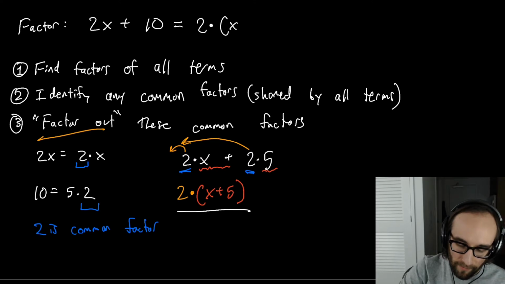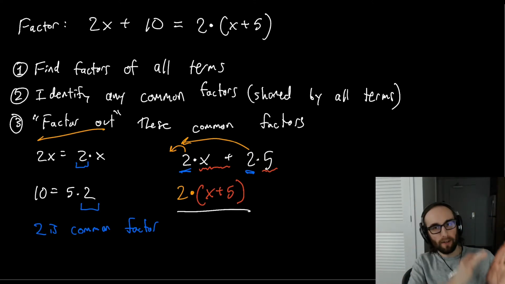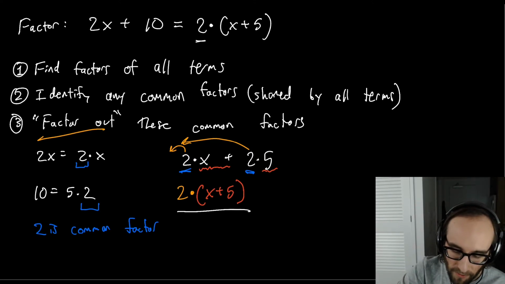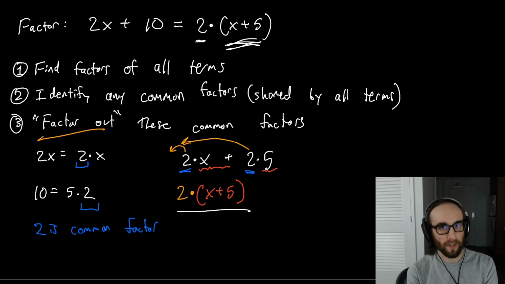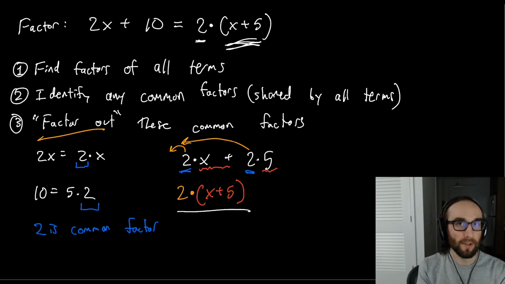We found a common factor and we factored it out and then rewrote it as its factors. 2 and x plus 5 are two factors of 2x plus 10. So sometimes factors can be polynomials. As you can see, x plus 5 in this case is a factor. All right, let's take a look at another example.